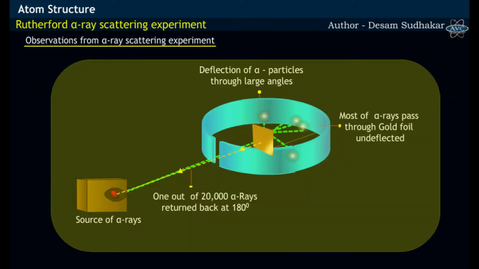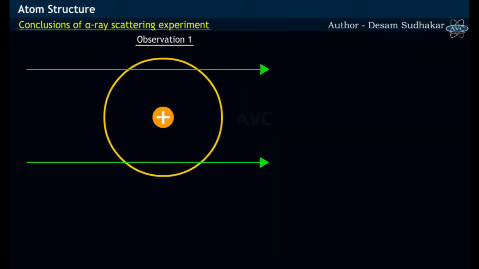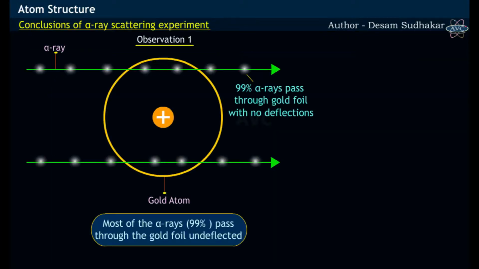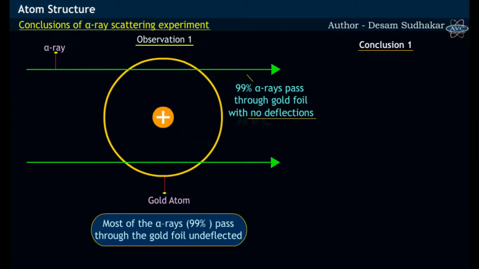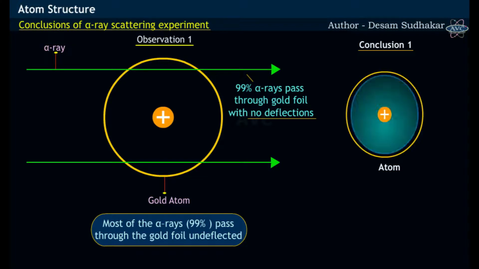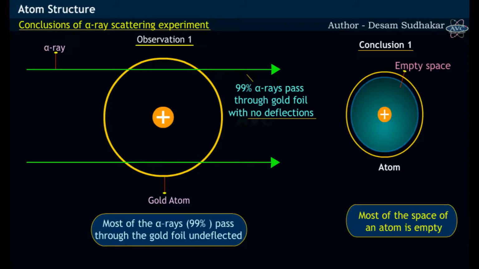From the observations noted from the alpha ray scattering experiment, Rutherford drew the following conclusions. From the first observation, that 99% of alpha rays pass through the gold foil undeflected, Rutherford concluded that most of the space of an atom is empty.